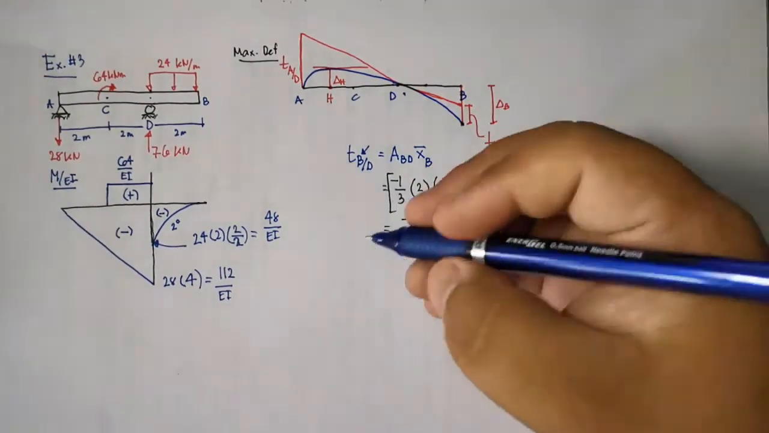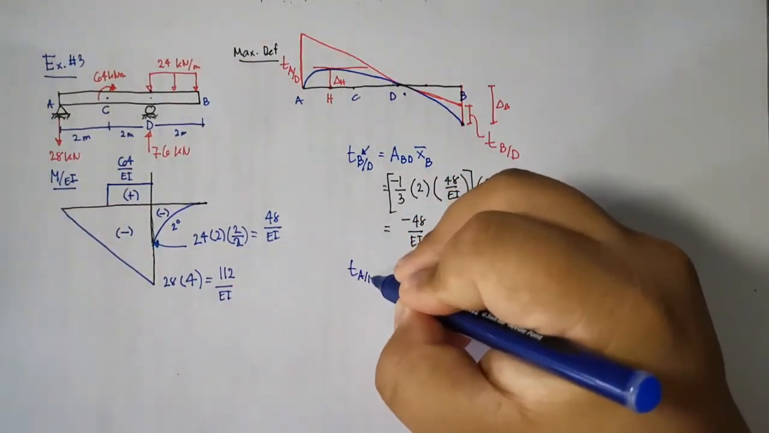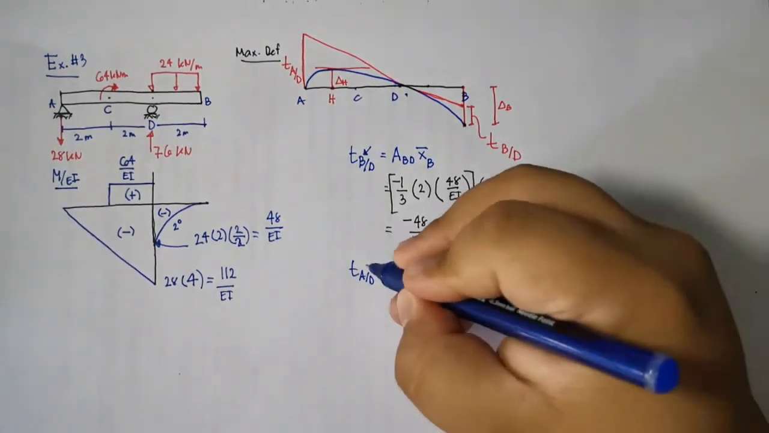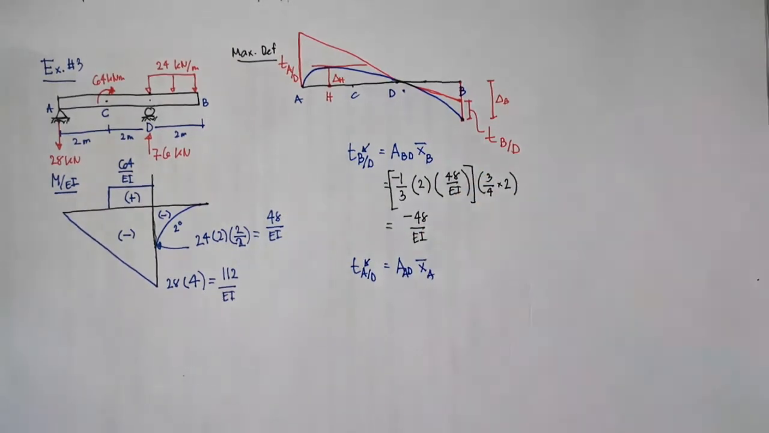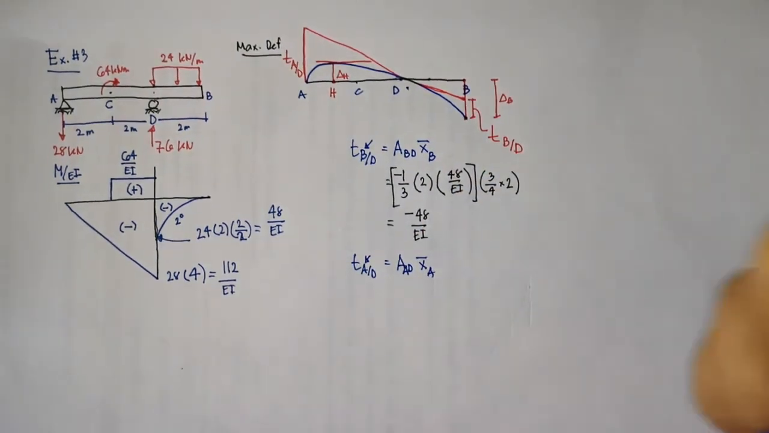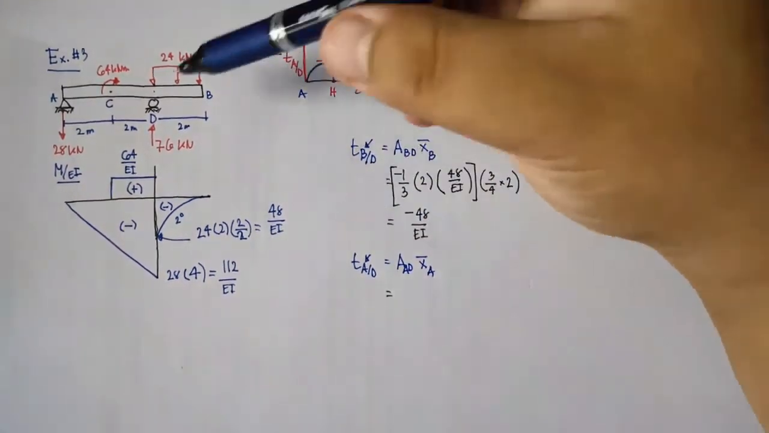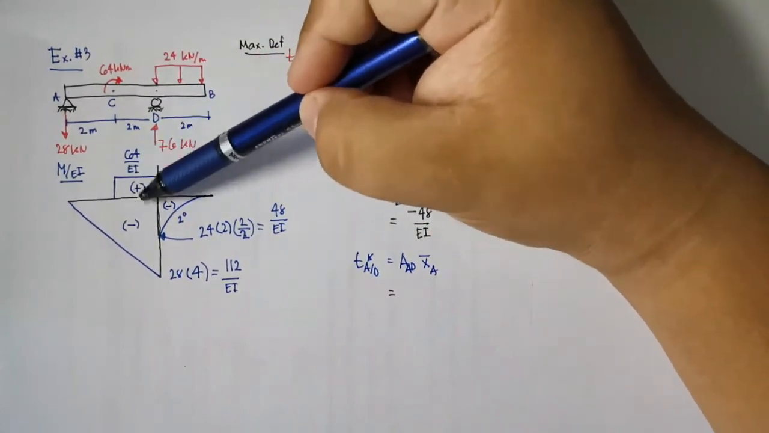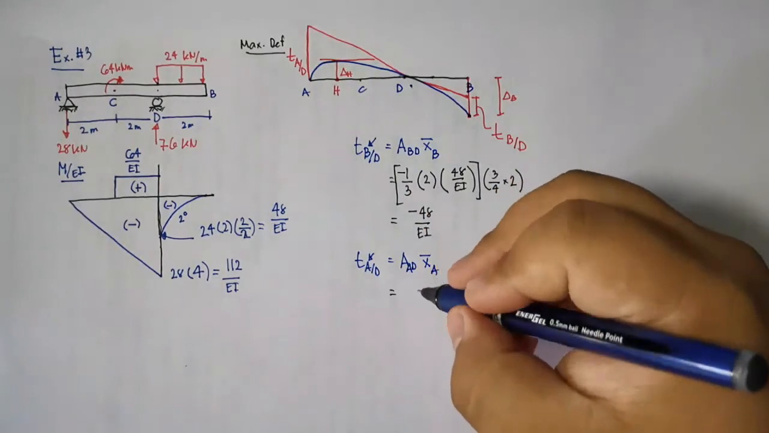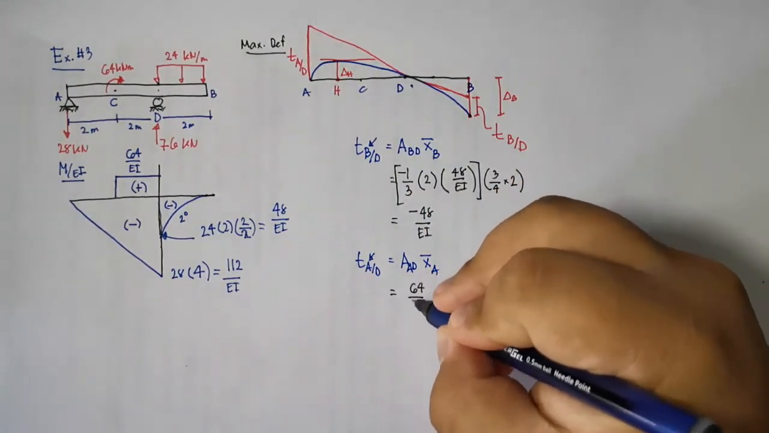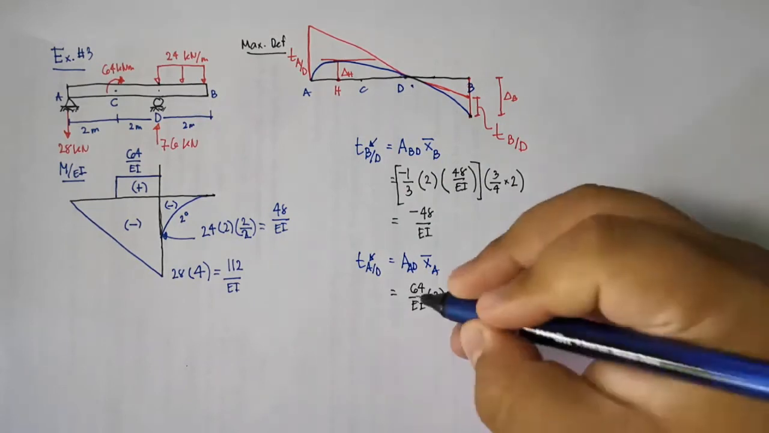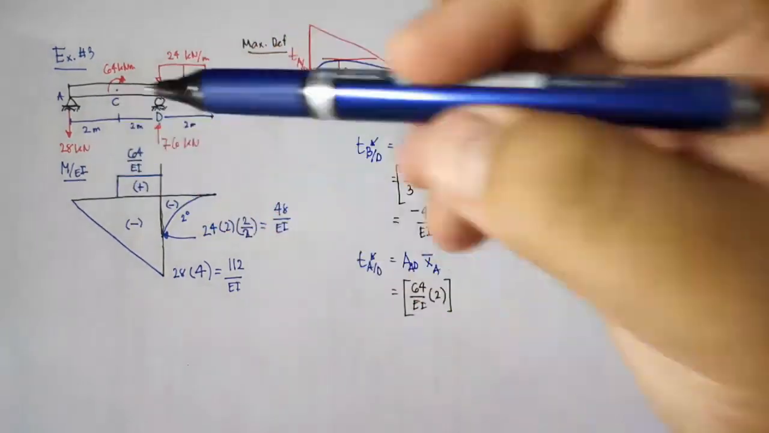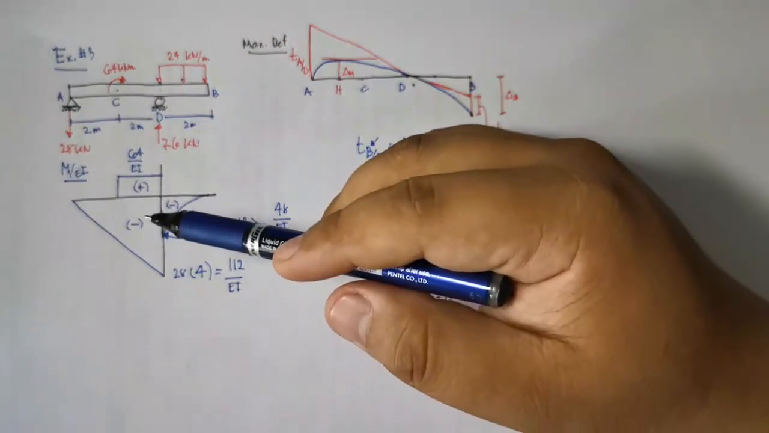So, TA with respect to D is the area from A to D times X bar, again measured from the numerator A. So, X bar A. What is that area? Going back to the M over EI diagram, from A to D, these two: a rectangle and a triangle. The rectangle first: its area is 64 over EI times a width of 2. That is only the area so far. X bar A, so we measure at A, since we are solving for TA with respect to D.